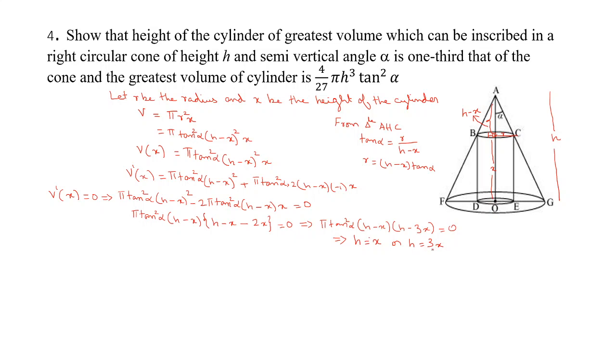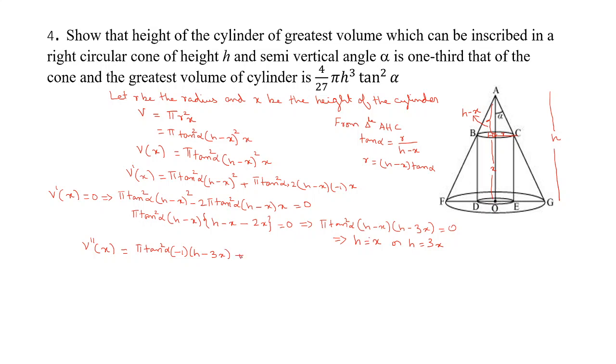Now we will find the second derivative to check whether it is a maximum or minimum. So V double dash of x, this one only we will differentiate, pi tan square alpha. This again is the product rule, differentiating with respect to x. The derivative of h minus x is minus 1, into h minus 3x.